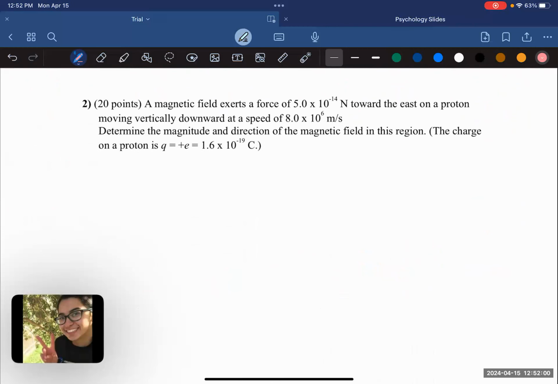And then we have a magnetic field that's exerting a force. We have our force here towards the east on a proton that's moving vertically downwards. Okay, so let's focus on the proton first. So we'll have the proton. It's moving vertically downwards, so that's the direction of motion, and that's going to be V. And then we're given our V, so we're just going to go ahead and write it in.